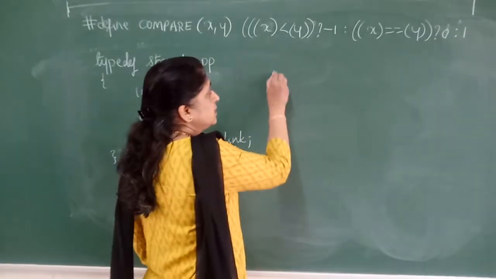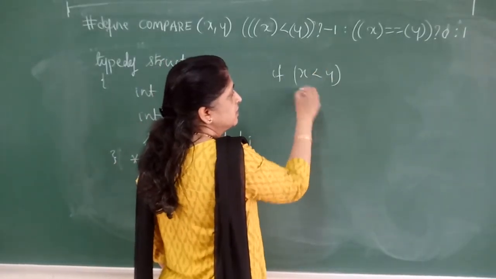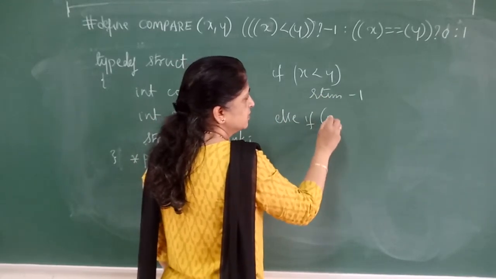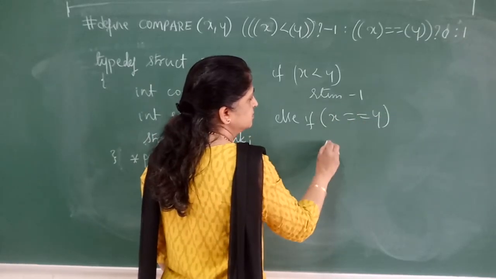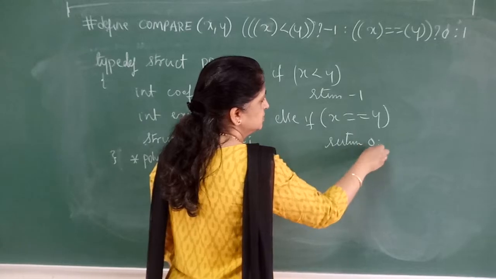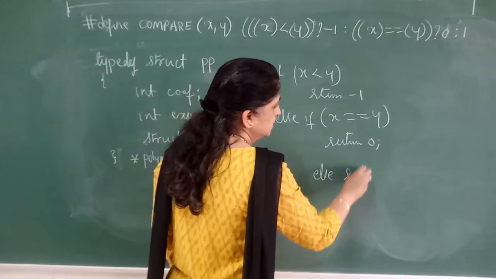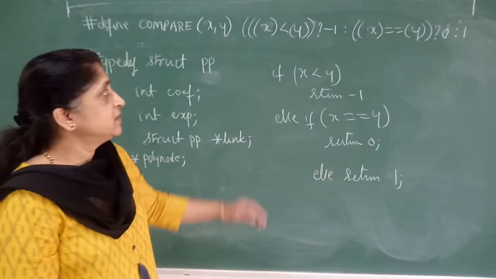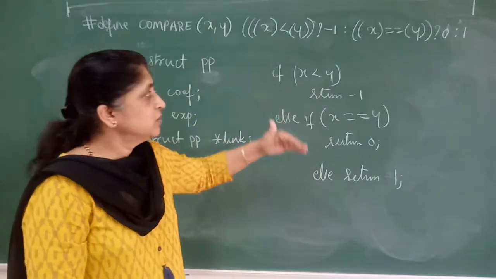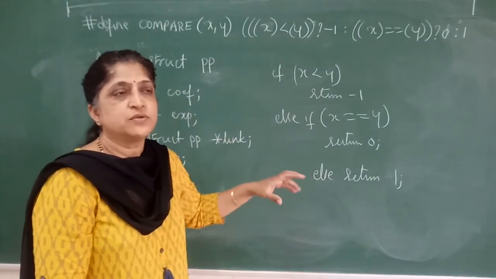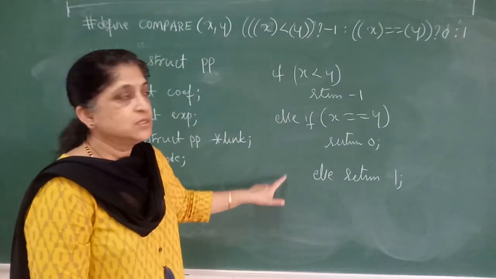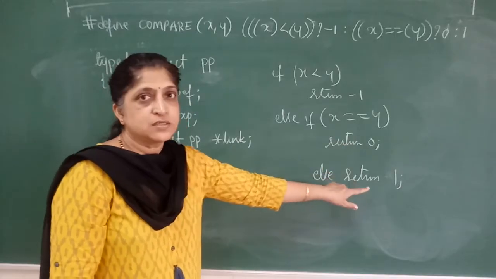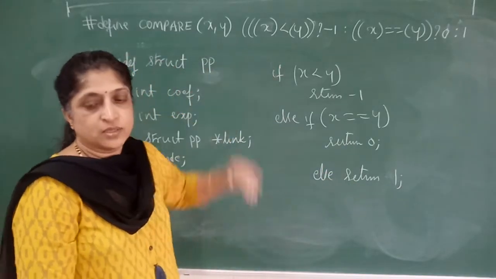So if x is less than y, it returns -1, else if x is equal to y, it returns 0, else it returns 1. Either you can write a macro, or if you want, you can also write a function for comparing. In that function, if x is less than y, it returns -1. If x is equal to y, it returns 0. Otherwise it returns 1. This is what we have done in the macro here.